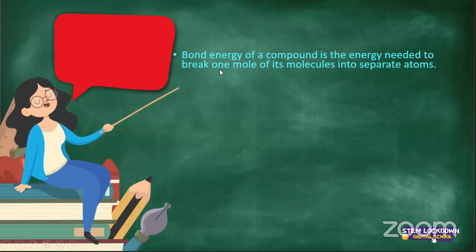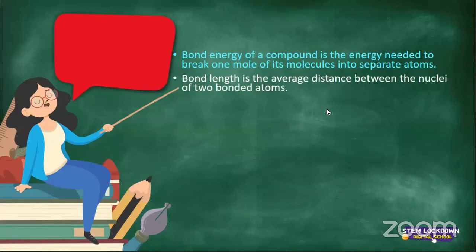is needed to break one mole of its molecule into separate atoms. So bond energy of a compound is the energy needed to break 1 mole of its molecules into separate atoms. And what is bond length? Bond length is the average distance between nuclei of two bonded atoms.